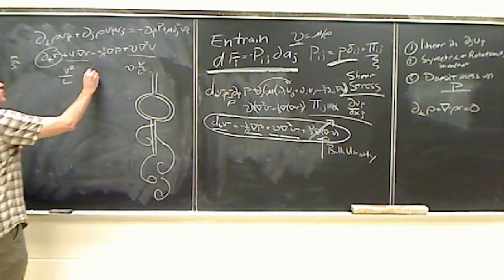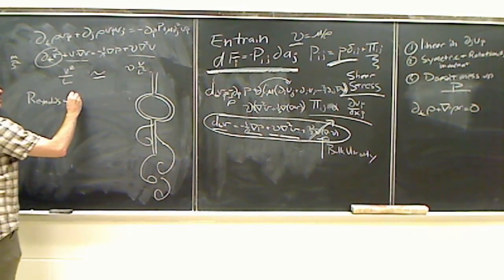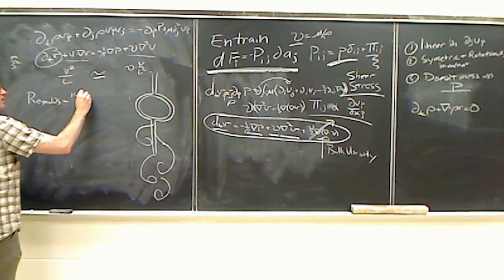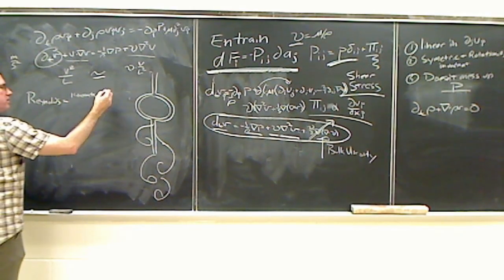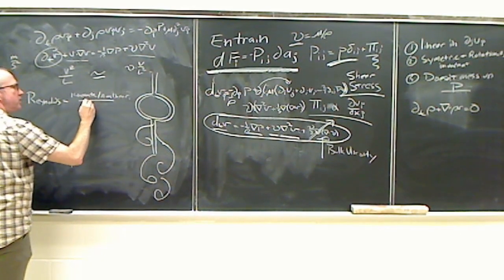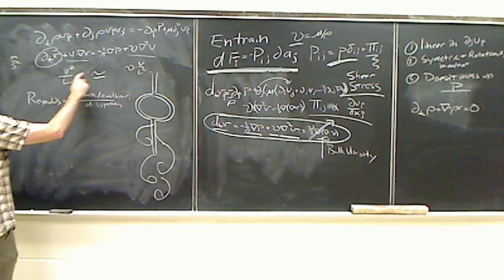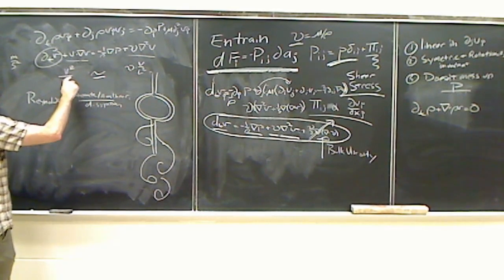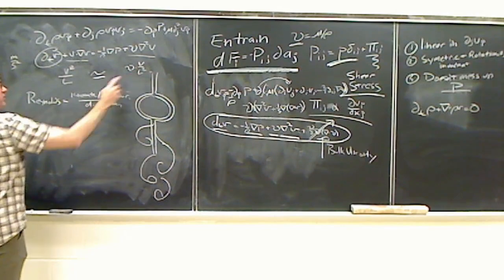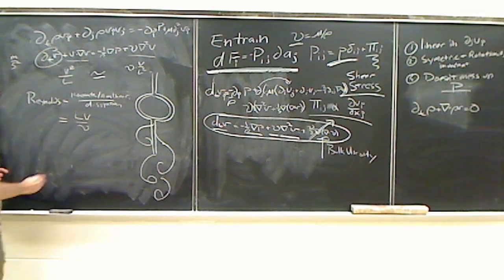So I can relate these two things and take a ratio of them, and this is called the Reynolds number. It's the ratio of the kinematic or nonlinear term over the dissipation term. So if I take a ratio of this over this, I've got v squared over L over nu v over L squared. So the Reynolds number is equal to the length times the velocity divided by the viscosity.